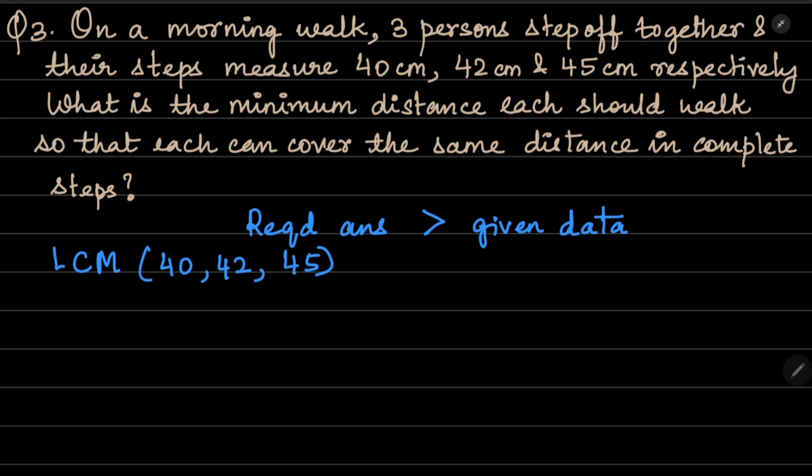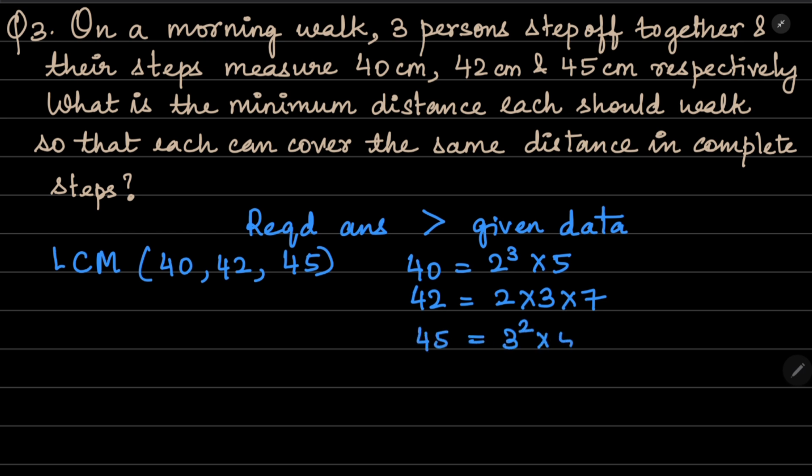And how will you do it? 40, you can take the prime factorization. It is 8 5s are 40. So 2 cube into 5. For 42, right? 42 is nothing but 6 sevens are 42. So 2 into 3 is 6, 6 sevens are 42. Again 45: 3 square multiplied by 5. 9 5s are 45. Therefore, the LCM would be the highest power of each of the factors.